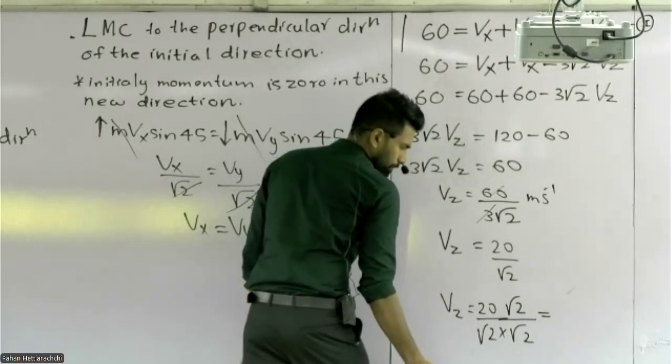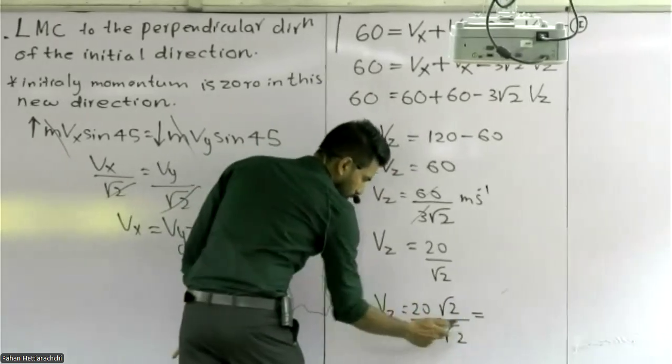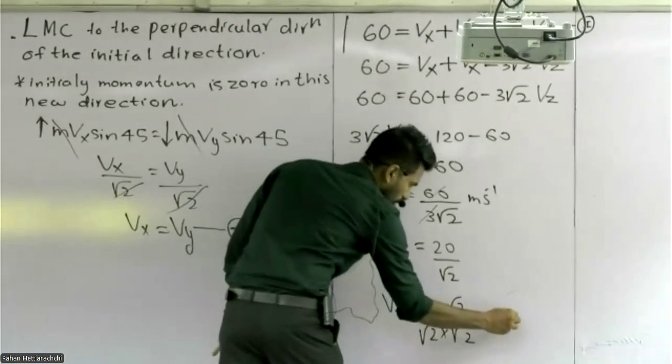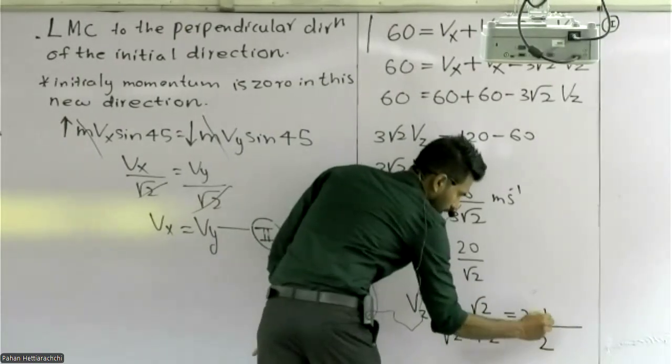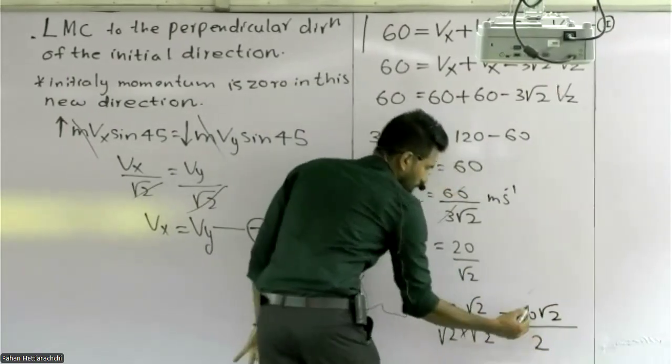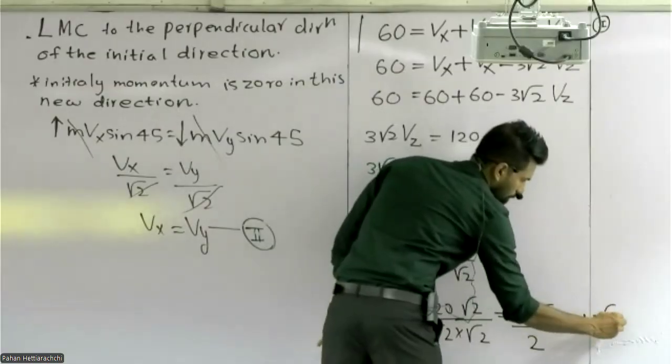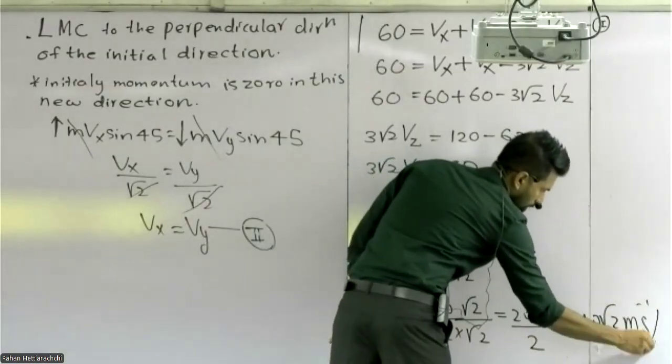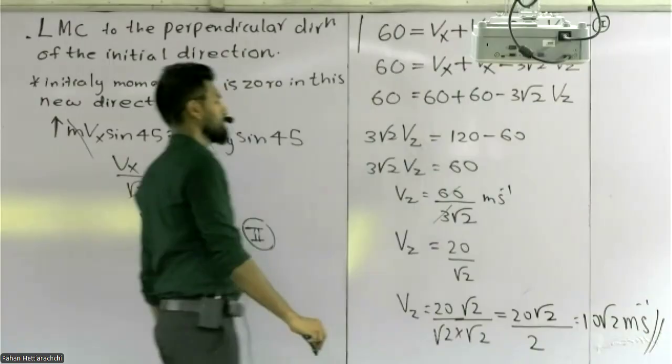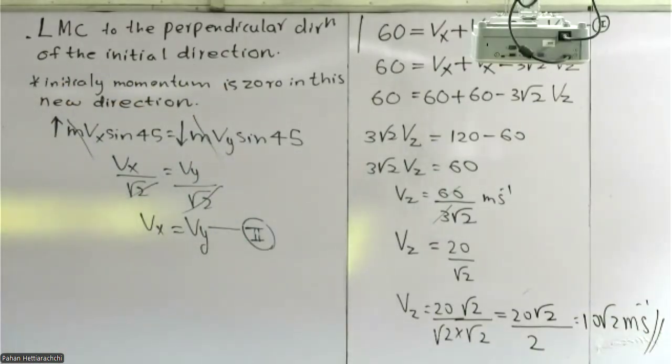Then what will happen? This root 2 and root 2 become 2. 20 over 2, and here you have a root 2. So it cancels: 10 root 2. Velocity of the larger fragment is equal to 10 root 2.